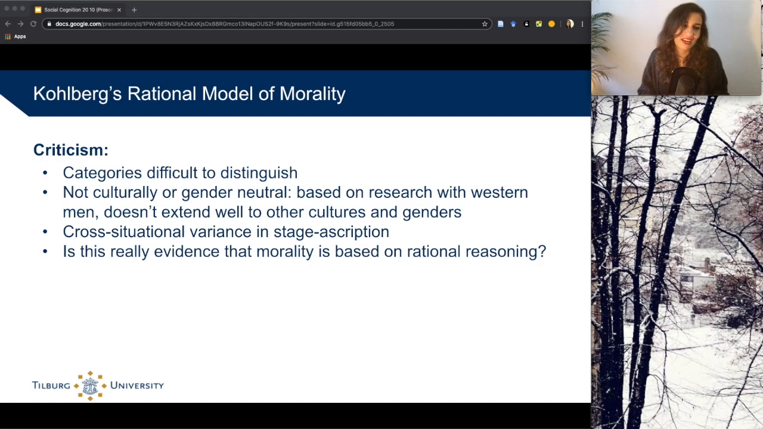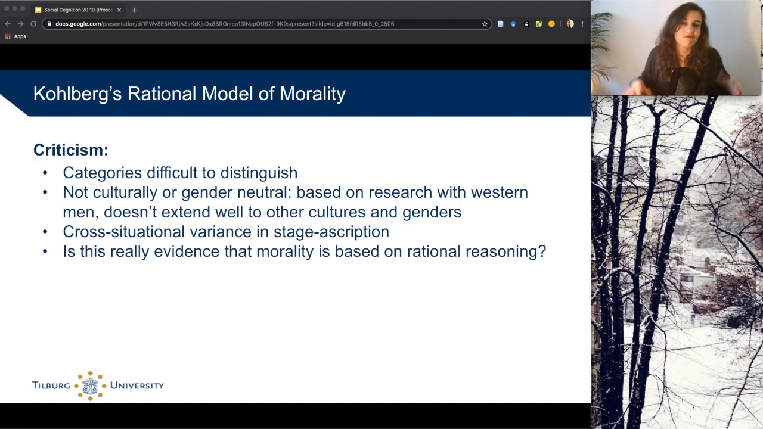These categories, the stages of moral development, might be a nice model to try to understand different levels of moral reasoning, but they are not super sharply defined, so it is often difficult to say, oh, is this type of reasoning in stage 4 or in stage 5, or is it in stage 3 or is it in stage 4? An additional piece of criticism about this model is that it's neither culturally nor gender neutral. This is mostly based on research with Western men, and it doesn't extend well to other cultures and genders. And there's also some cross-situational variance in what kind of statement is ascribed to which stage.